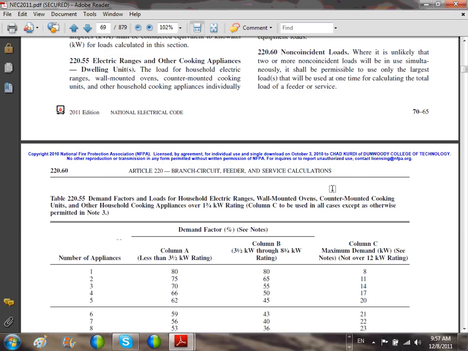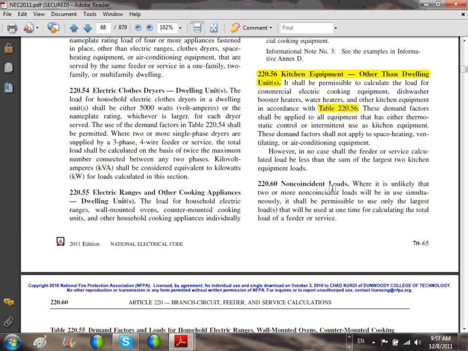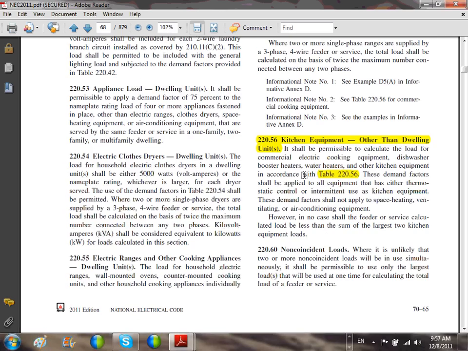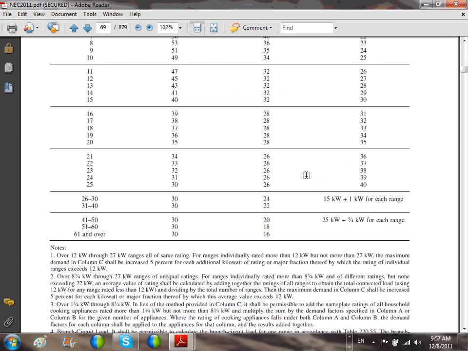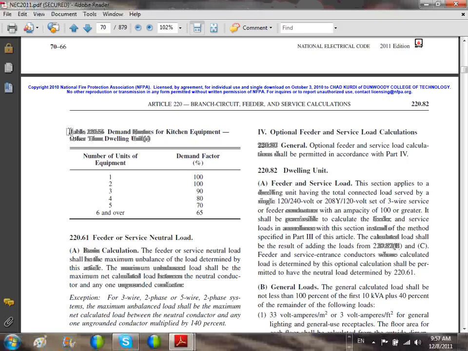And if you go to 220.56, it will tell you what to multiply them by, if you go all the way to this table right in here. So Chris, if you highlight 220.56, demand factor for kitchen equipment, I'm going to highlight the last one. If you have six or over, add them up volt amp and cut them by 65%. It allows you for kitchen equipment to derate them because it's highly unlikely they're going to be on at the same time. And I want to remind you all, we are talking about kitchen equipment in non-dwelling.